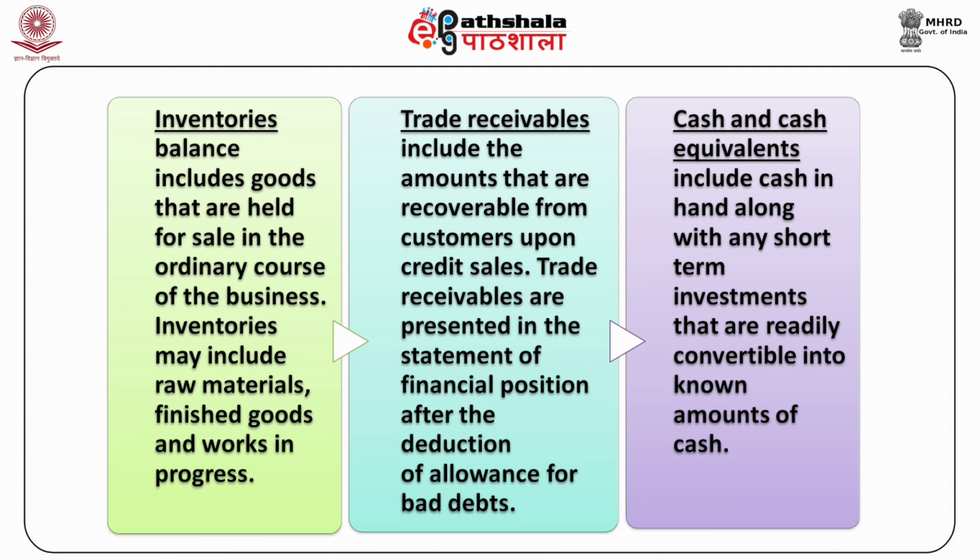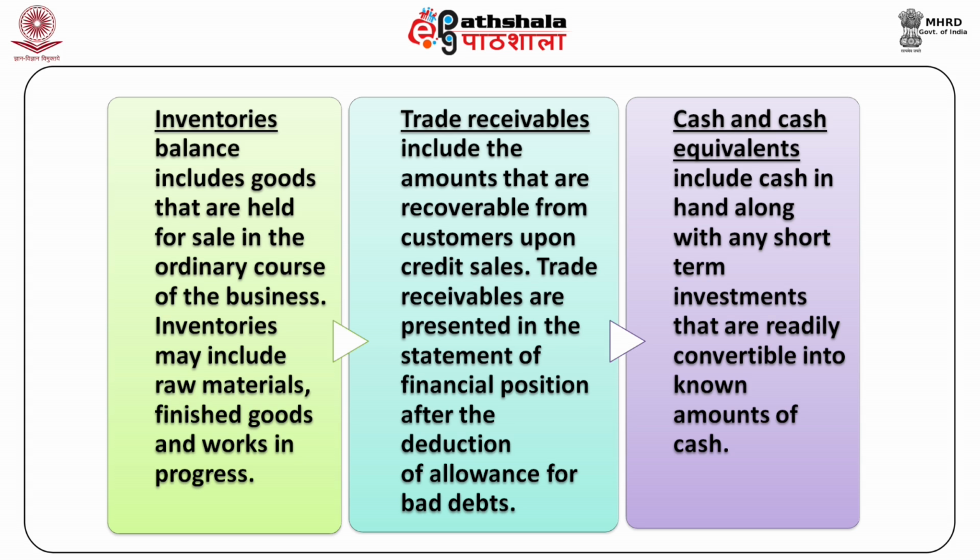Assets are also classified in the statement of financial position on the basis of their nature, tangible and intangible. Non-current assets with physical substance are classified as property, plant and equipment, whereas assets without any physical substance are classified as intangible assets. Goodwill is a type of intangible asset. Inventories. Balance includes goods that are held for sale in the ordinary course of the business. Inventories may include raw material, finished goods and works in progress.